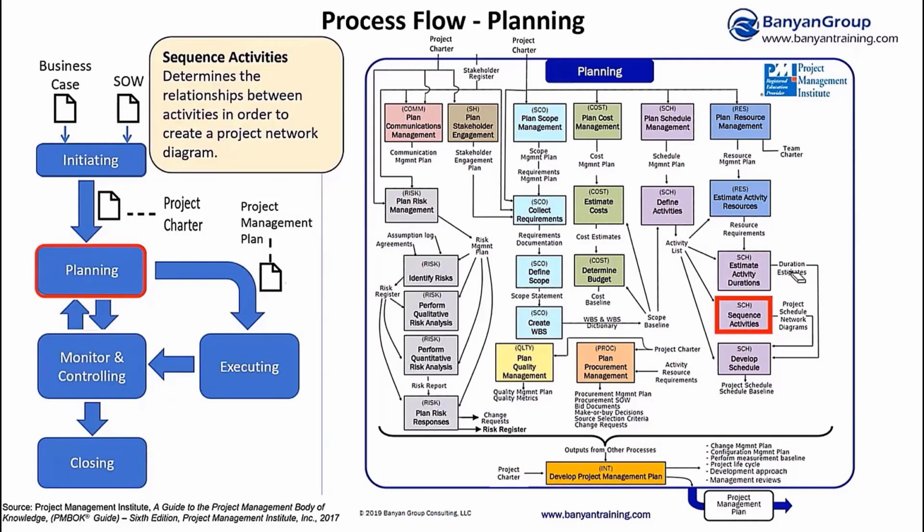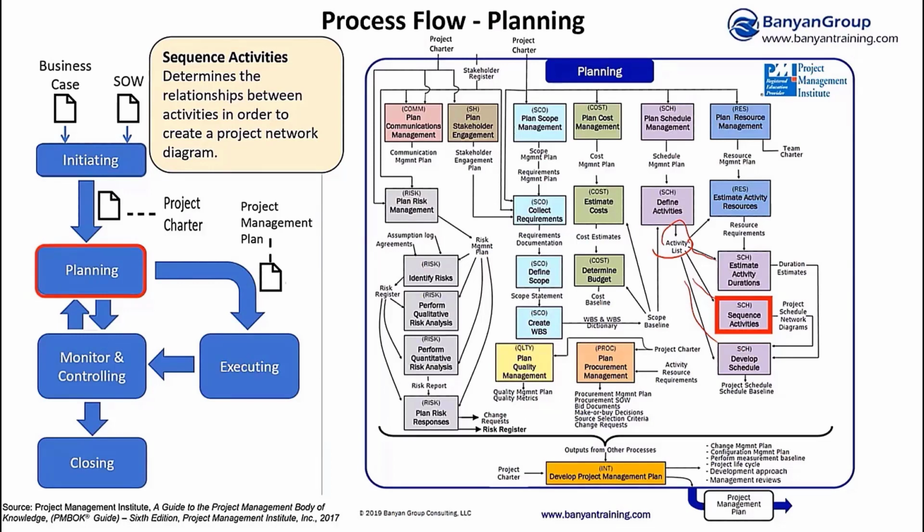Now we sequence the activities. We have the activity list, and you can see how it gives us direction on each of these activities. We need to know what the activities are in order to perform this work. So we get the duration estimates when we sequence the activities. The key output of sequencing activities is our project schedule network diagrams, because sequencing has to do with understanding relationships between the activities. Which activity has to come first? Which one comes after?